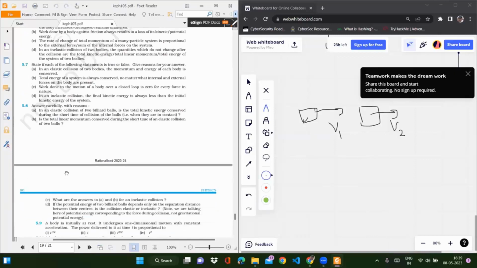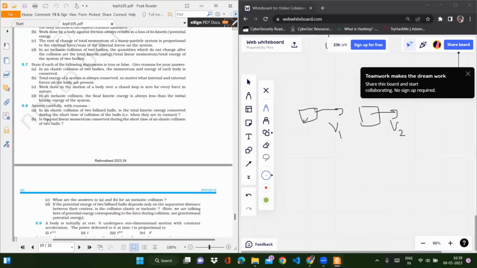Now the 5.8 question. In an elastic collision of two billiard balls, is the total kinetic energy conserved during the short time of collision of the balls when they are in contact? Now, the 5.8 question is regarding collision of these balls. It is an elastic collision. We know that for every instant the momentum is conserved, but the total kinetic energy will definitely be the same initially and finally of the whole system. The total initial kinetic energy will be equal to the total final kinetic energy.